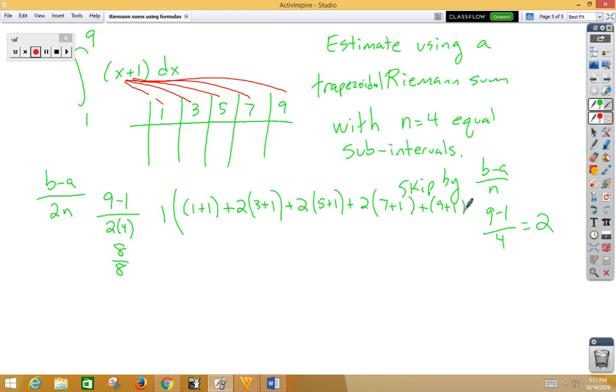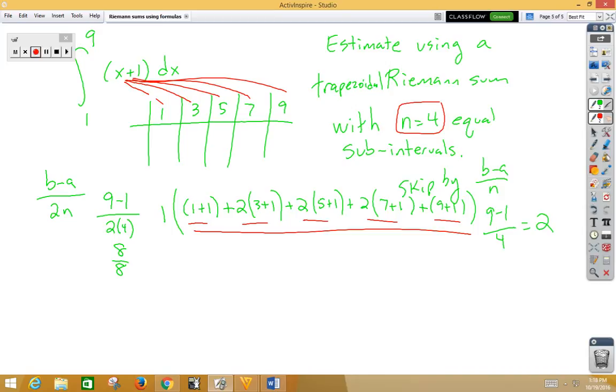used once. Now, sometimes people get confused by that, but remember, use it once in the front, once in the back. Everything else gets used twice. Don't be alarmed that there are 5 terms for the trapezoid. That's still going to be n is 4 equal subintervals.